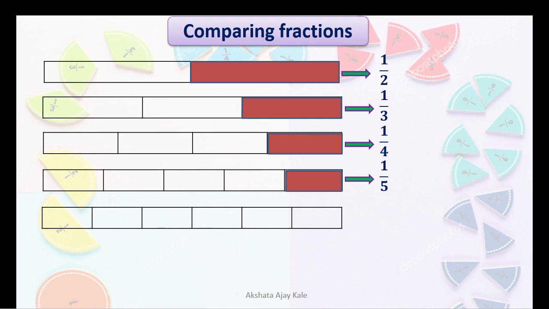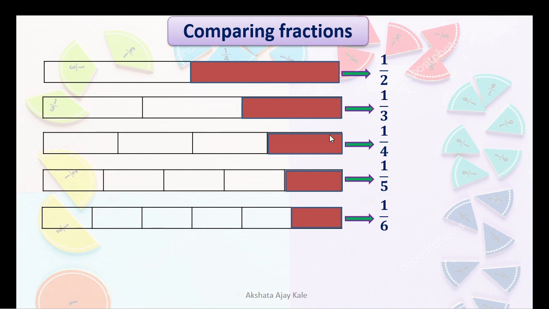Now we will divide this rectangle into 6 equal parts and we will color one part. Now what to write here? 1 upon 6. Very good. Now dear children, by observing the shaded portion, you can tell me which is the greatest one and which is the smallest one. Can you tell me?